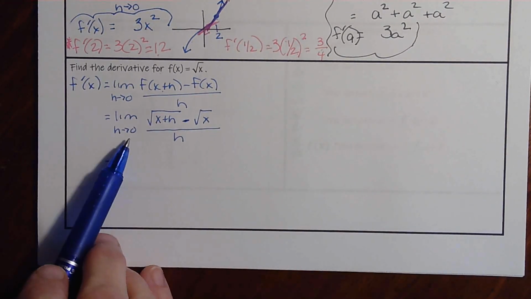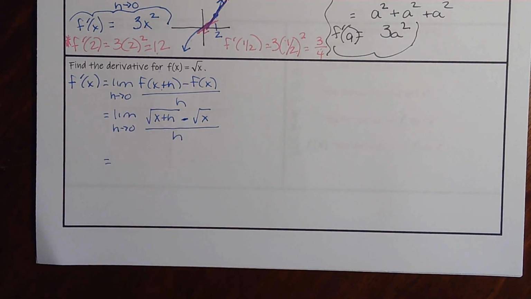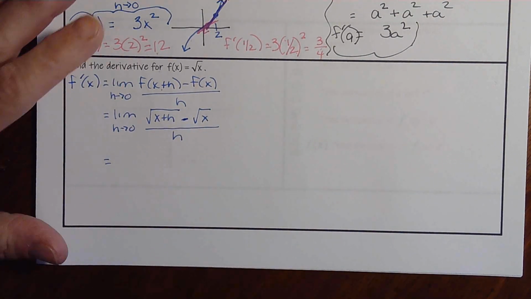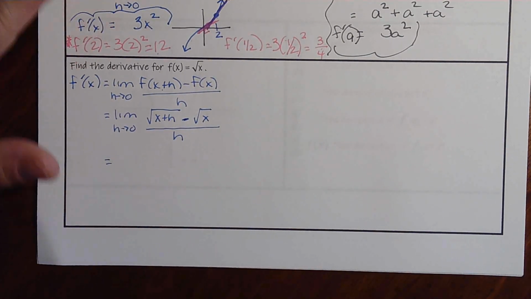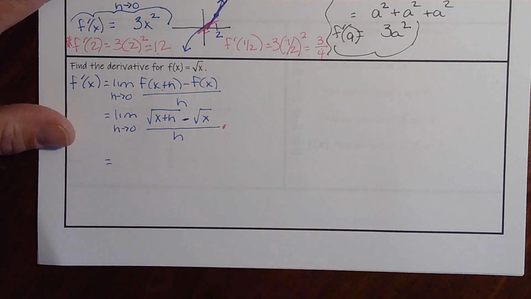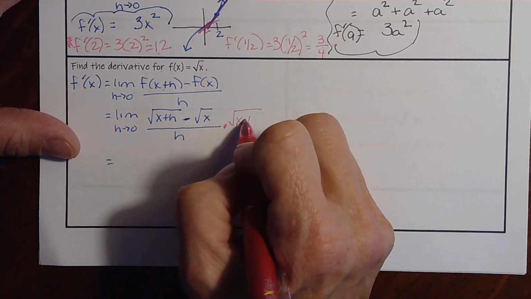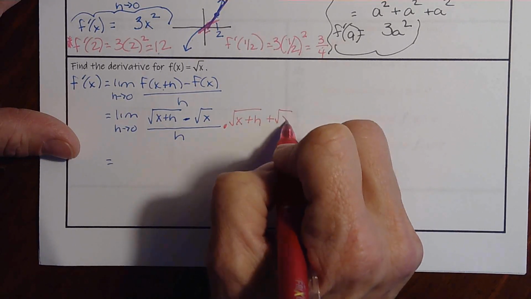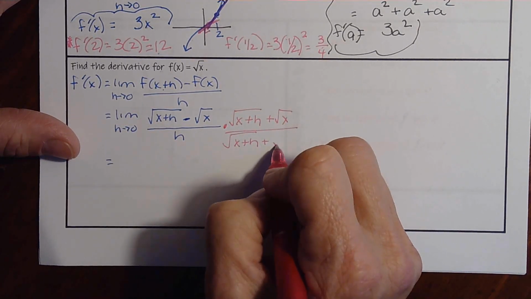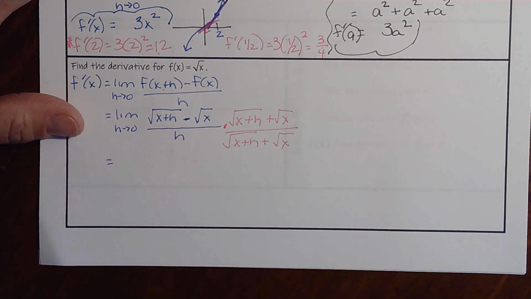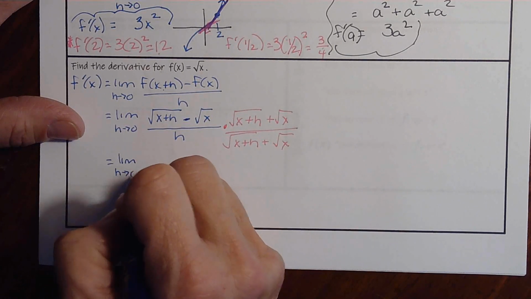Okay, if I substitute 0 for h here and here, I get 0 over 0, so I need to rationalize. I need to rationalize the numerator, not the denominator. And that would be the square root of x plus h plus the square root of x over the square root of x plus h plus the square root of x. Okay, so I have the limit as h approaches 0.